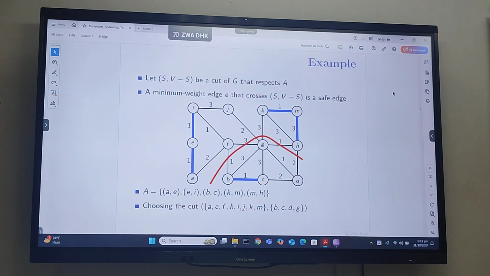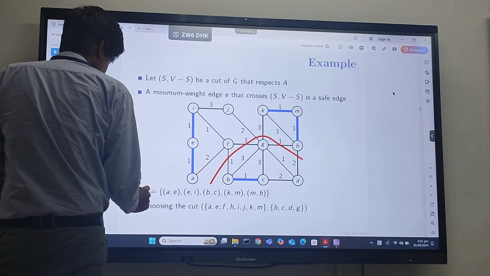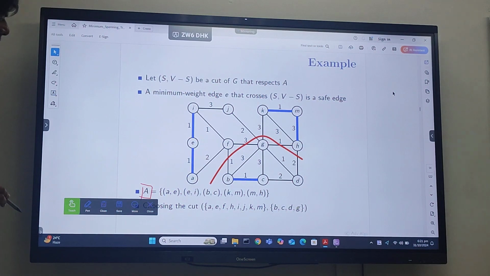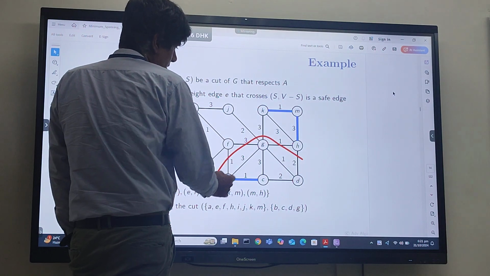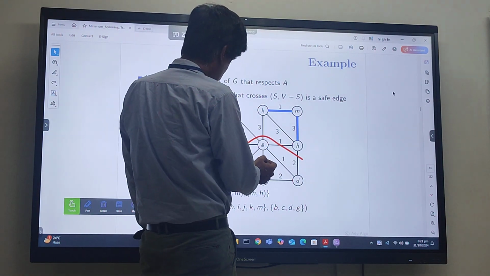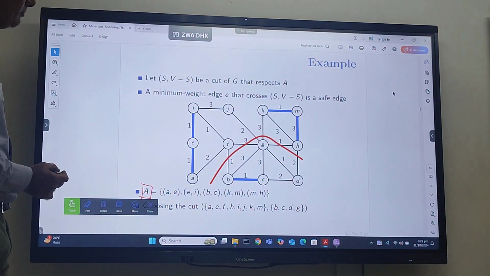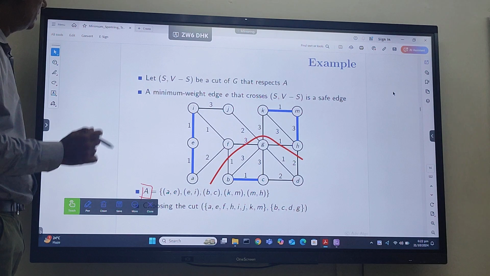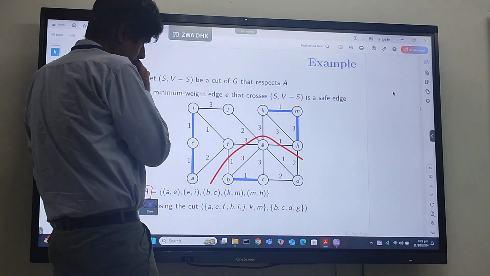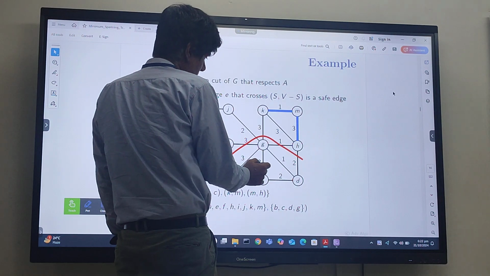So this is a partition that respects A. Which edge can we now include in this set A? The one between F and B. Yes, we can include F and B. We can also, no, I think we can only include F and... So we can include G and D. Let me see where D is. No, these are both in the same partition.